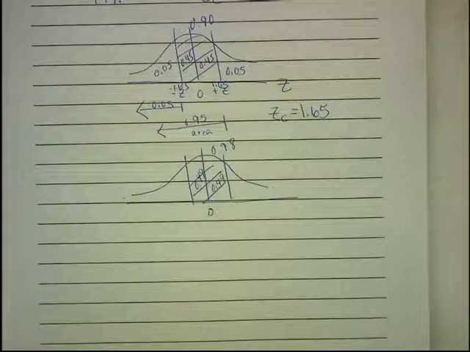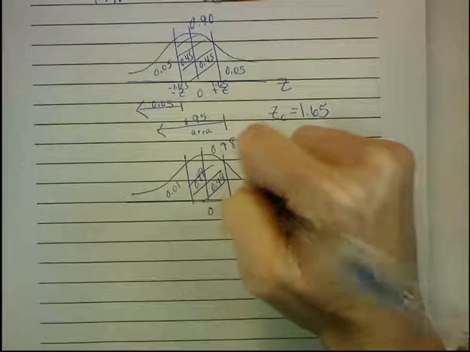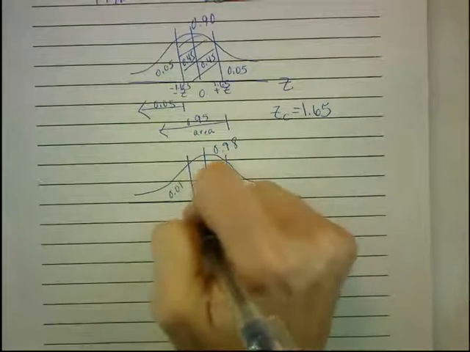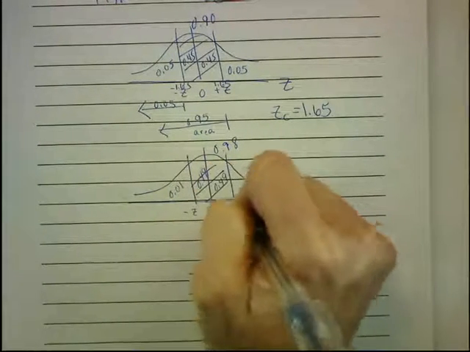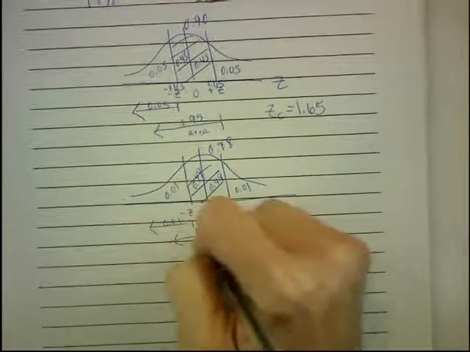And then 0.5 minus 0.49 is 0.01 in each tail. So I'm looking up an area of 0.01 or 0.99. In this case, it's 0.01. For the positive z, it's 0.99.